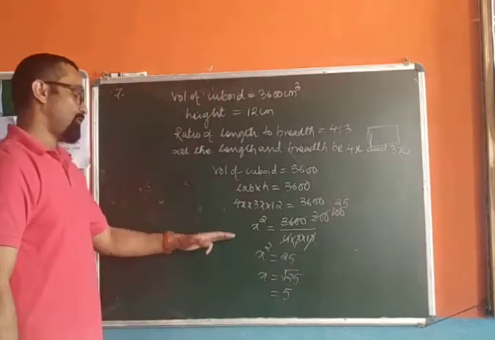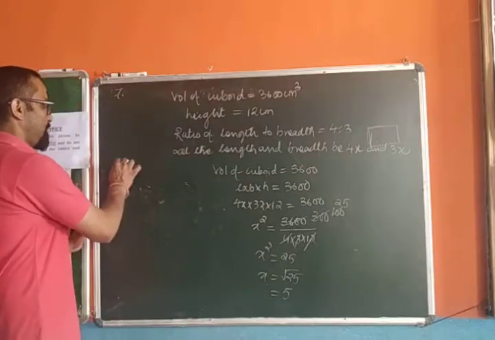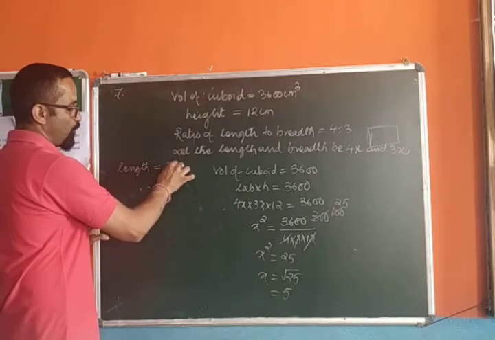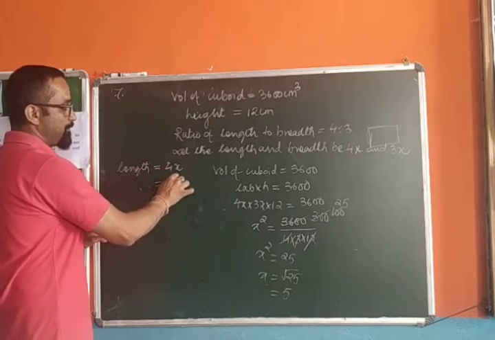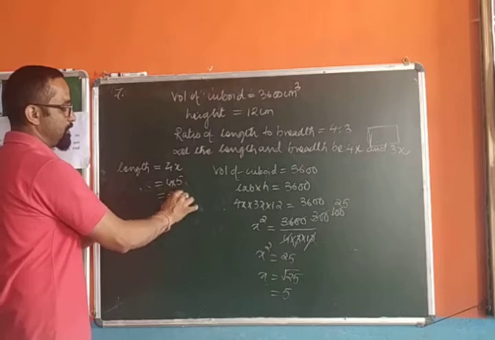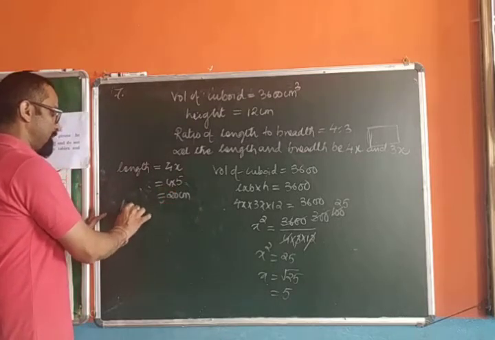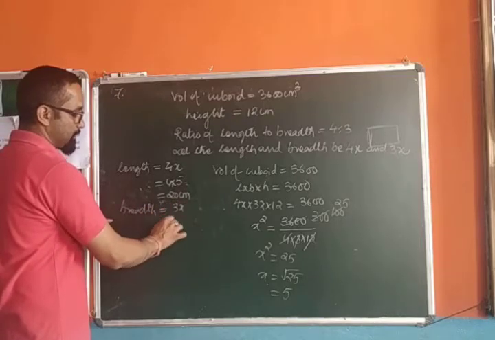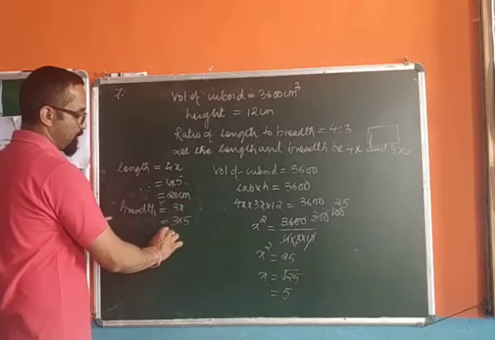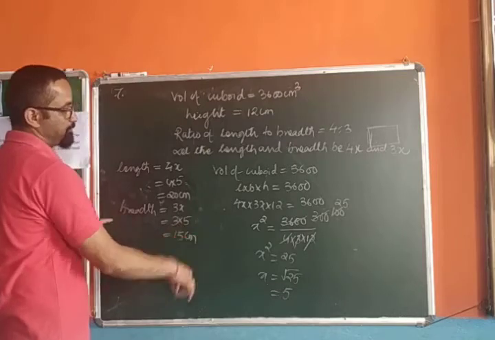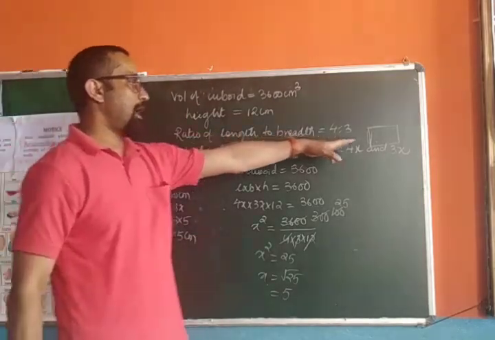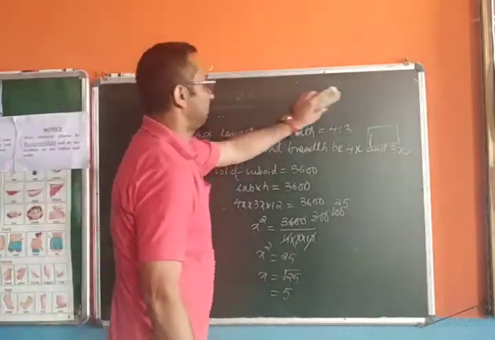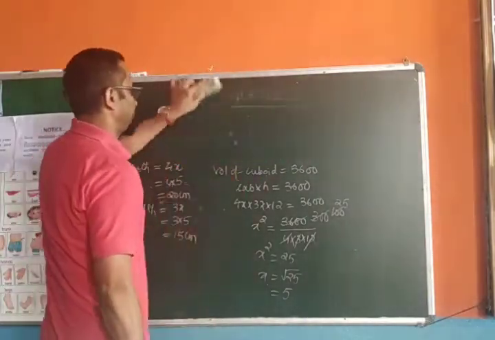Once you know the value of x, find length. Length is equal to 4x. 4 into 5 is equal to 20 centimeter. Similarly, we calculate breadth. Breadth is equal to 3x. 3 into 5, which is equal to 15 centimeter. You know the length and breadth of the cross section. Question says that find perimeter.